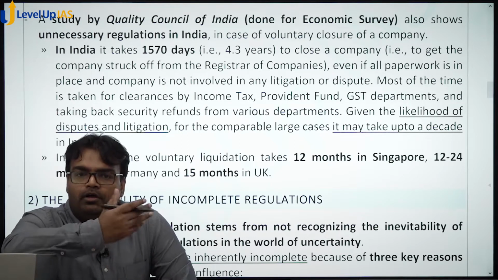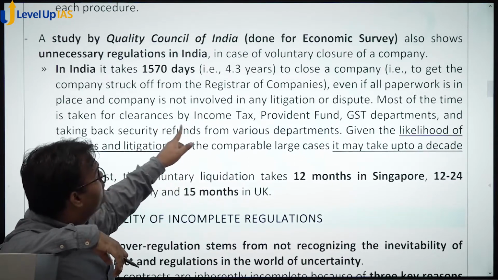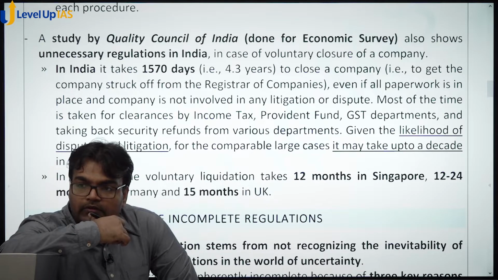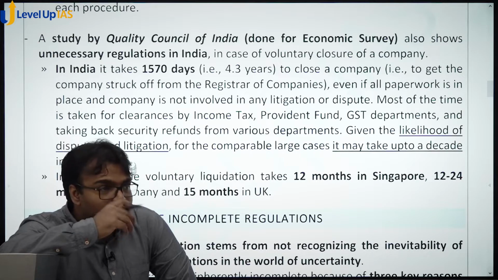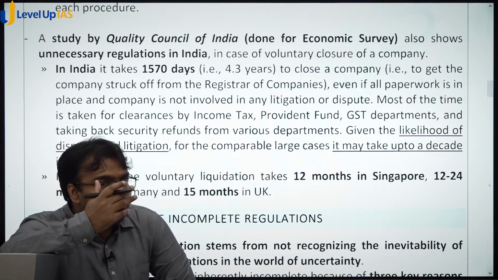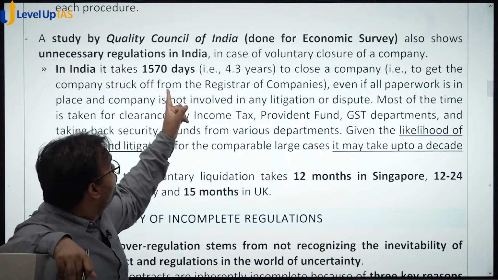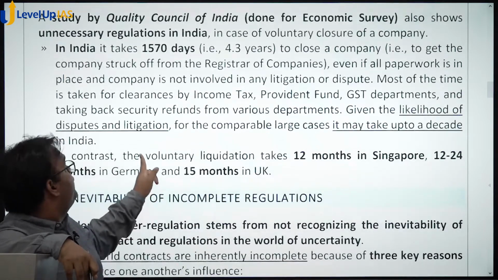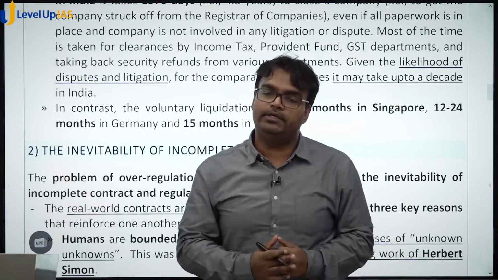We'll have to get permission from GST. There will be a lot of paperwork where we have to get clearance from the income tax, provident fund, GST departments, and so on. The system is such that even if I want to close this business, to eventually get Levelup IAS Edutech Private Limited's name removed from the registered companies list, I'll have to wait for 15-70 days. Whereas in countries like Singapore, the whole process can be completed in 12 months.